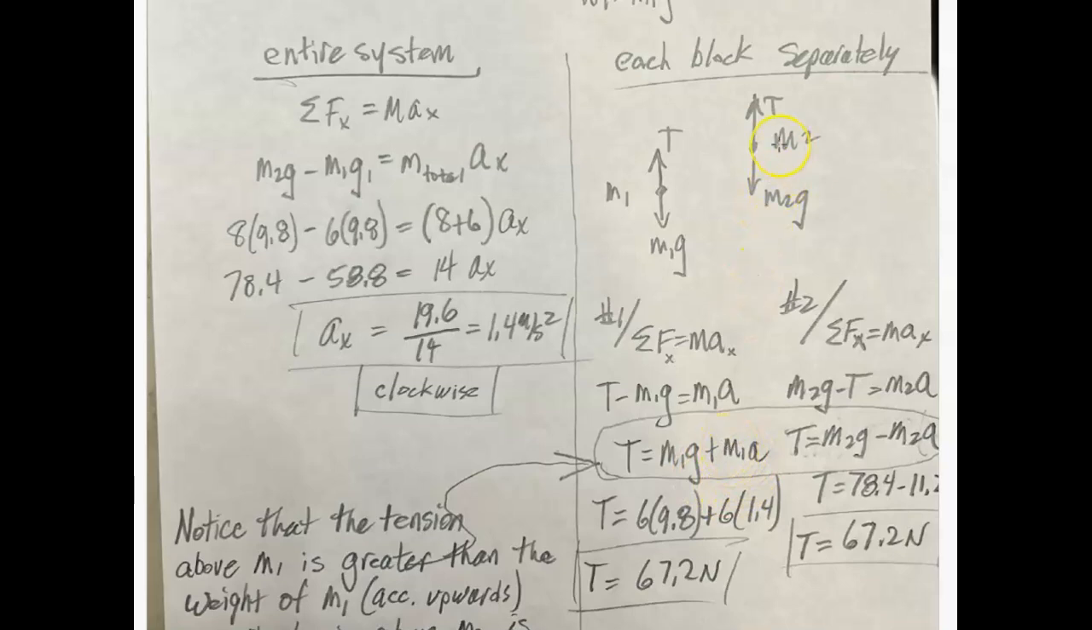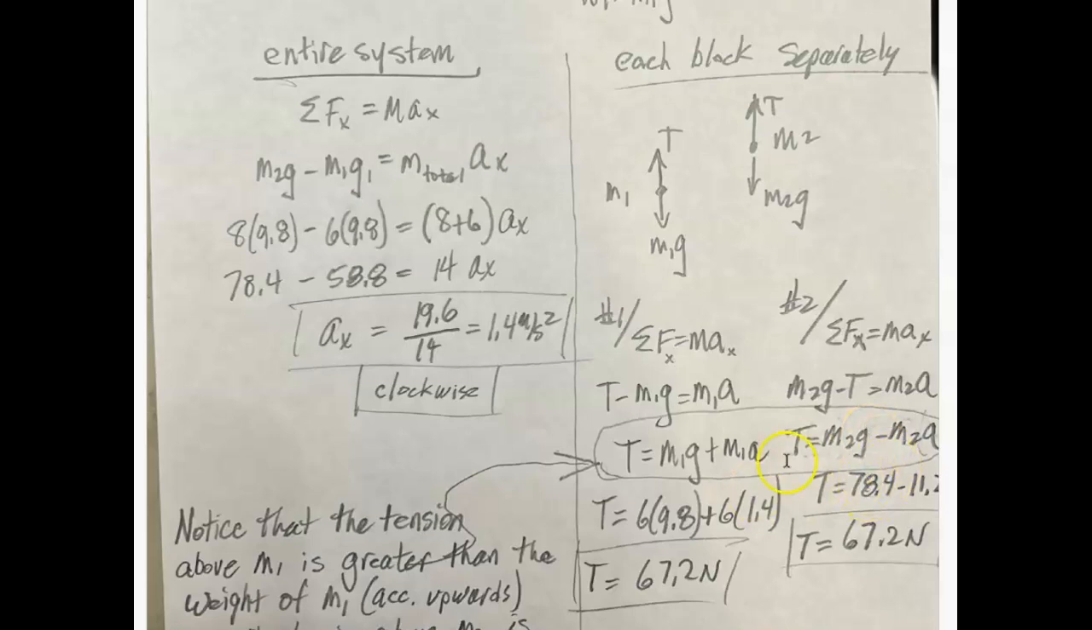And block number 2 is accelerating downward. So I know the downward force has to be larger than the upward force in order for it to accelerate downward. And that's what we see here. The tension, which is the upward force, is less than the downward force, the weight, by this much. So the tension is less than the weight of number 2, and it is more than the weight of number 1, which makes sense because number 1 is accelerating upwards and number 2 is accelerating downwards.